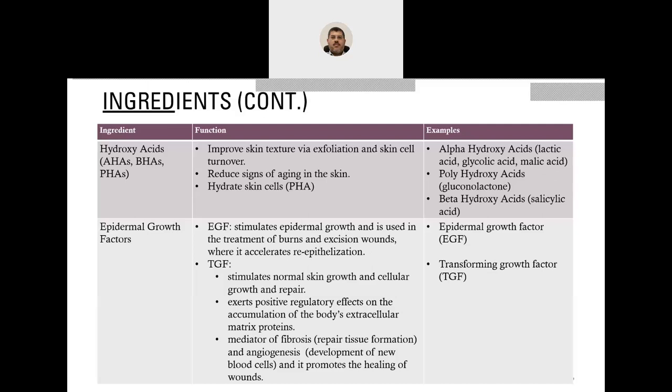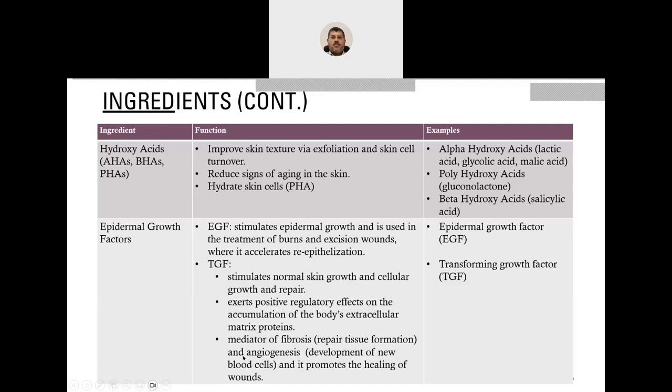There is also transforming growth factor, TGF. This stimulates normal skin growth and cellular growth and repair. It exerts positive regulatory effects on the accumulation of the body's extracellular matrix protein and is a mediator of fibrosis, which is the process used for repair of skin. Okay, this is the repair tissue. If you have a cut wound or damage in the skin or any organ, then usually the repair is by formation of fibrous tissue. Okay.